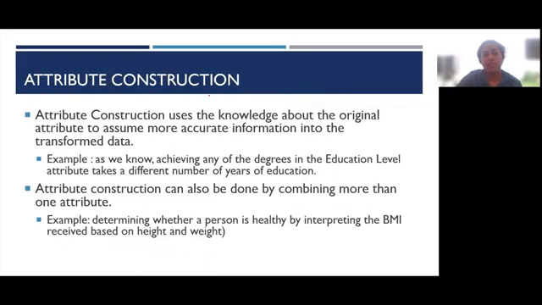So the last one is attribute construction. Here it says, use the knowledge about the original attribute to assume more accurate information about the transformed data.